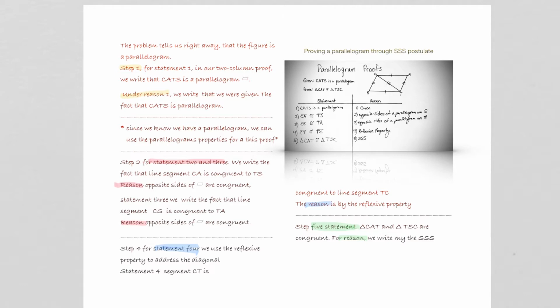So for statement 1, we write that CATS, or parallelogram CATS, is a parallelogram. Under reason, it's given in the problem.